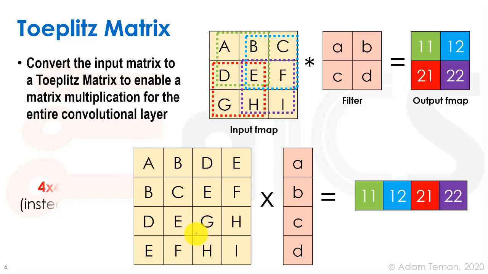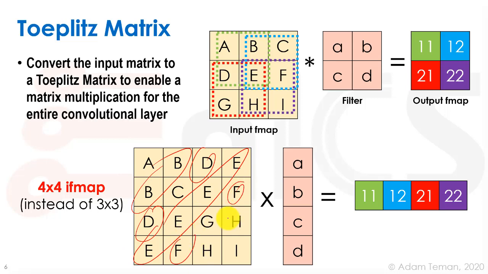We should pay attention though that this increases the size of our input map. In this small example it increased the 3 by 3 input map to a 4 by 4 input map, because we have several input values that are redundant, right? B appears twice, D appears twice, E appears 4 times, F twice, and H twice. So we're paying with some redundant values, but we're able to now optimize the operation to do it in one shot.